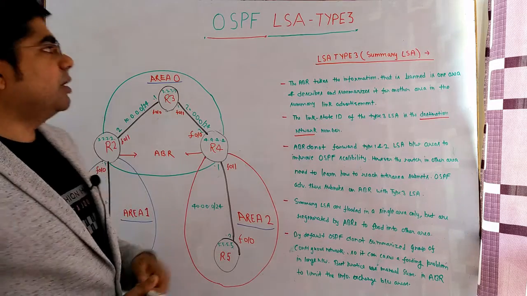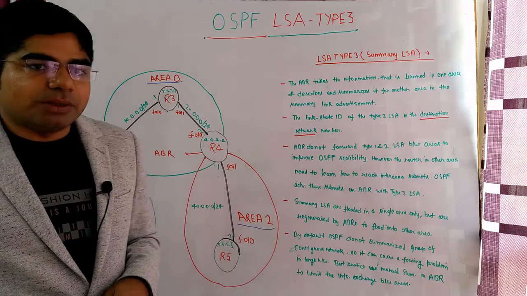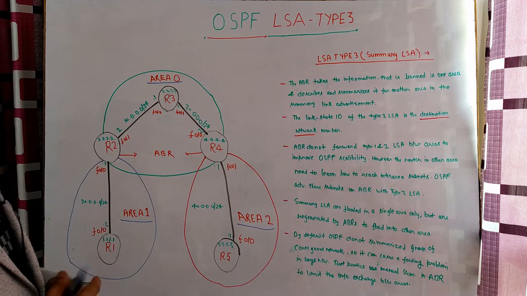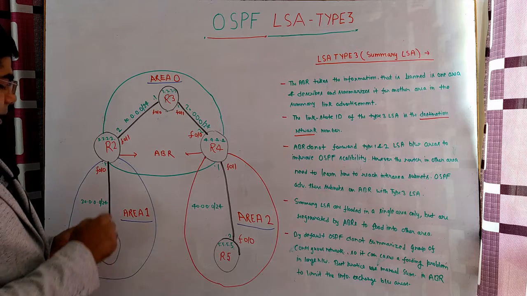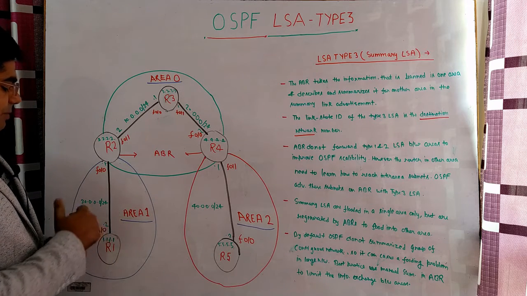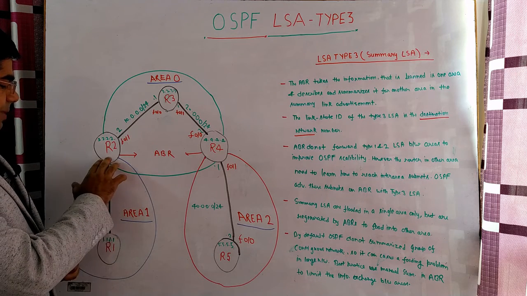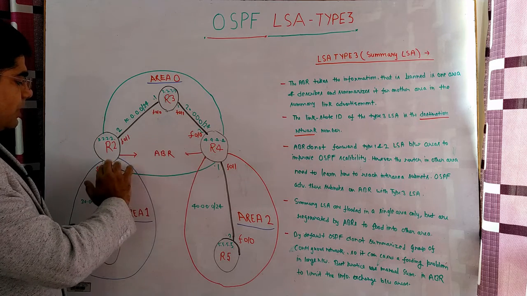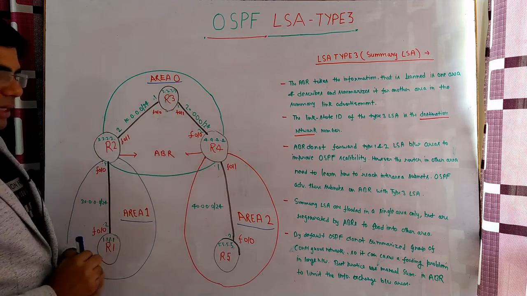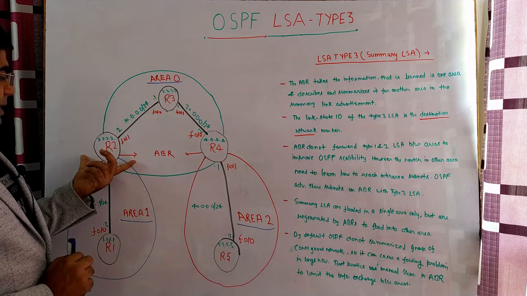Hello friends, today we will learn OSPF LSA type 3. What is OSPF LSA type 3? It is called a summary LSA. Why is it called a summary LSA? Because for the routes, whatever networks are available in this area, router 2 will send a summary to router 3. And this LSA is generated by the ABR.